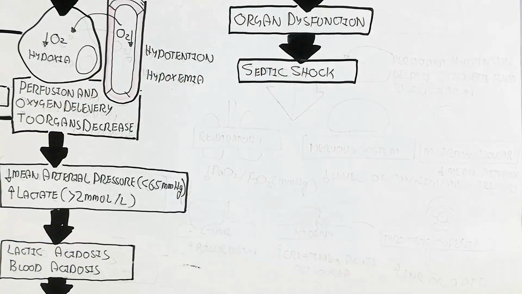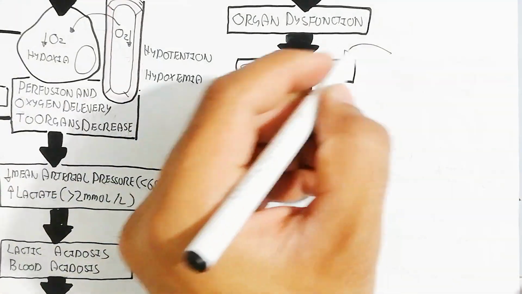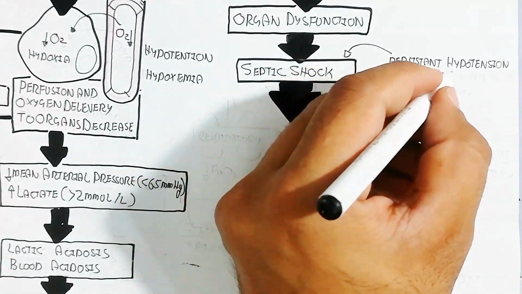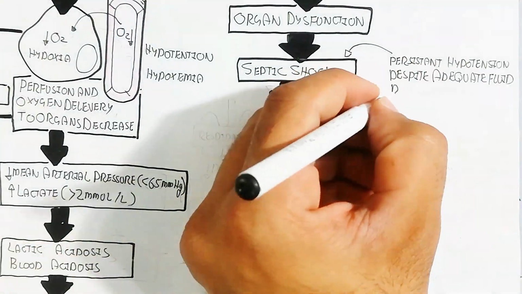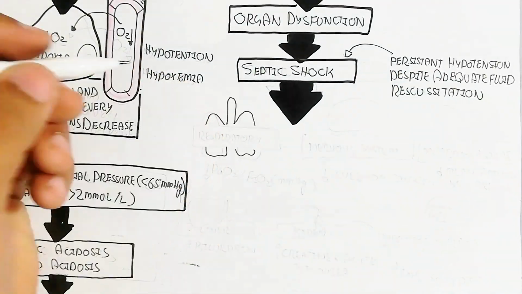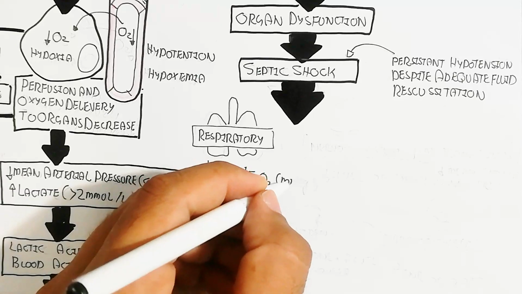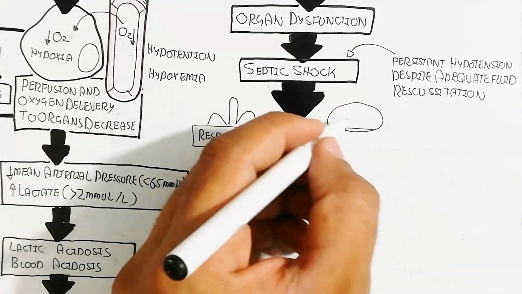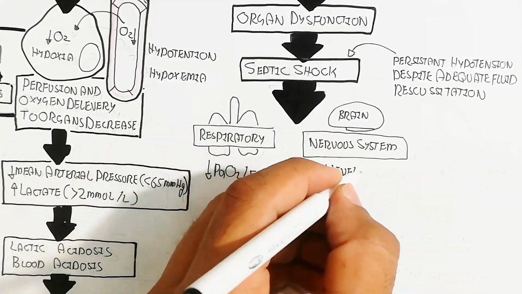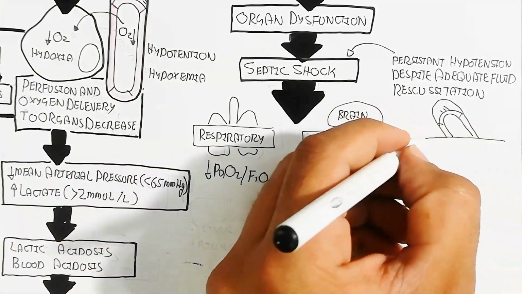In this manner, let's understand the several organ dysfunctions, like respiratory. Respiratory means that when the partial pressure of oxygen drops to less than 65 millimeters of mercury, it will lead to decreased oxygen and cause hypoxia in the tissue, and that causes the problem. In the nervous system, the level of consciousness will drop due to less oxygen.